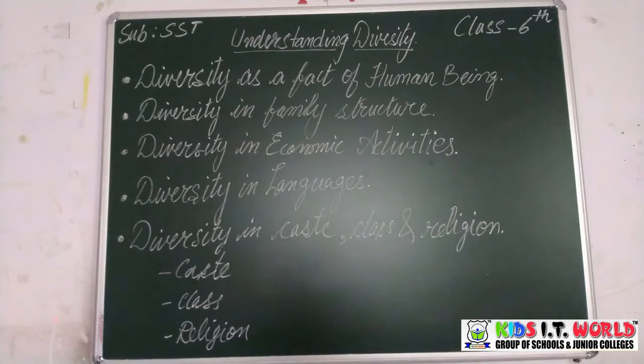Primitive communities gradually developed their knowledge of using land and growing plants in place of depending on hunting and food collection. So they understood, okay, if we keep on moving from place to place, this is not possible. Hence they started doing agriculture. It gave rise to the agrarian economy.